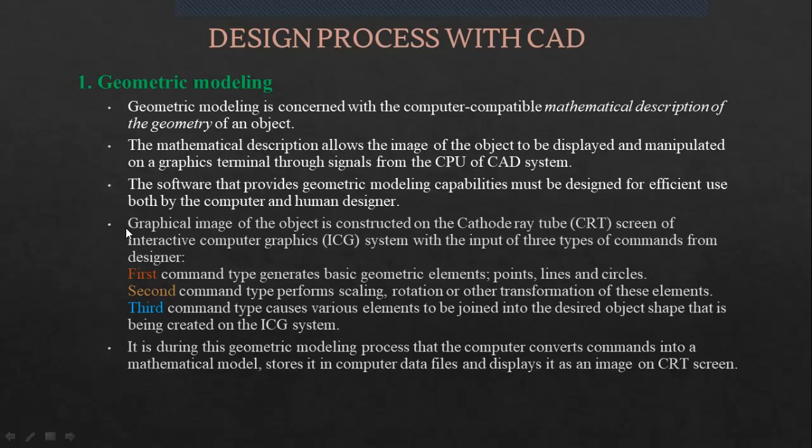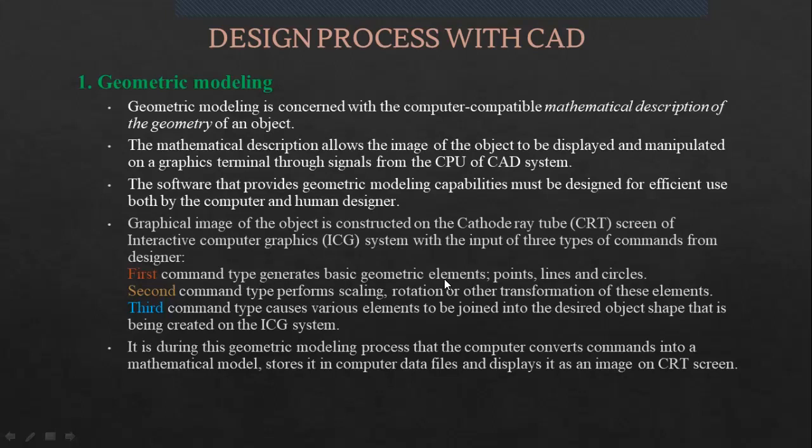The graphical image of the object is constructed on the cathode ray tube screen of the interactive computer graphics system with the input of 3 types of command. This cathode ray tube was used initially, right? Now we don't use that. Interactive computer graphics is achieved with different technologies: you could have a cathode ray tube, and there are other technologies as well. So it is constructed with the help of 3 types of commands.